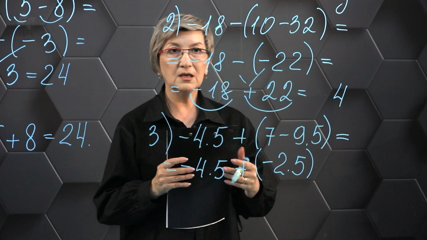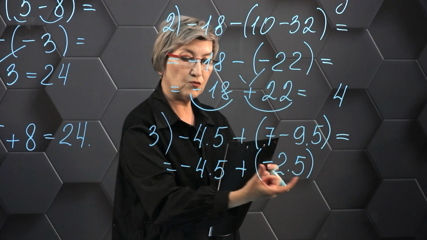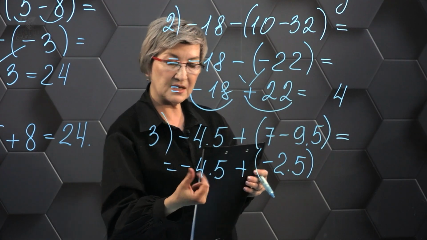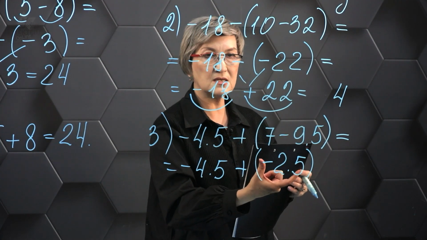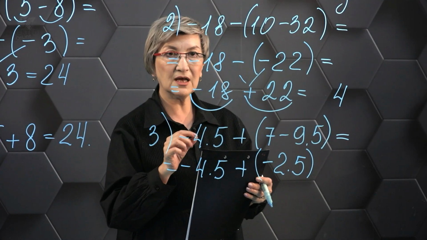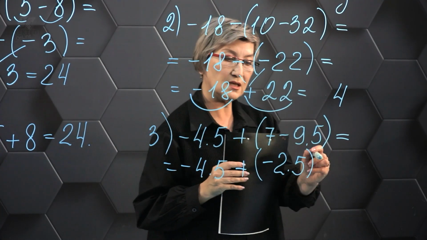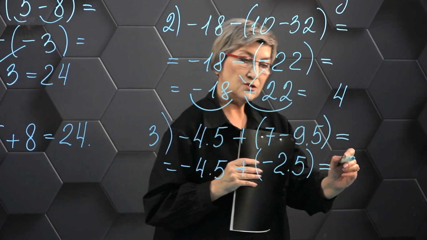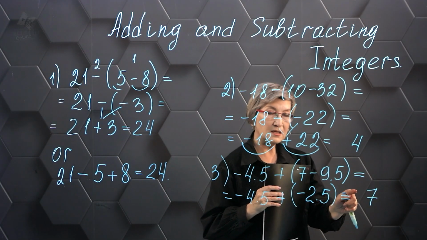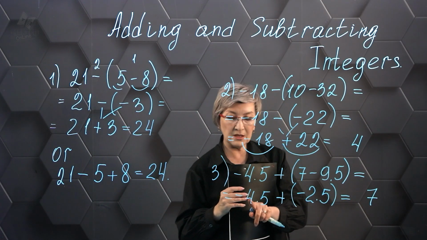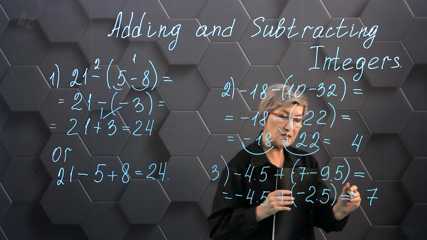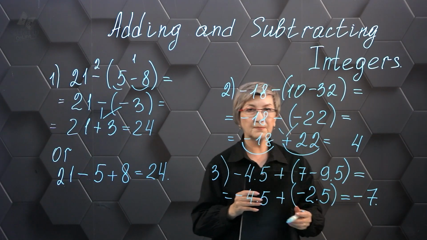And in this case, I will apply the rules for adding two numbers with the same signs. Minus 4 whole 5/10 and minus 2 whole 5/10. When I add two negative numbers, I add the modulus of those numbers. The result is the number 7. But in the answer, I have to check the sign again. Minus 4 whole 5/10 minus 2 whole 5/10. The answer is minus 7.